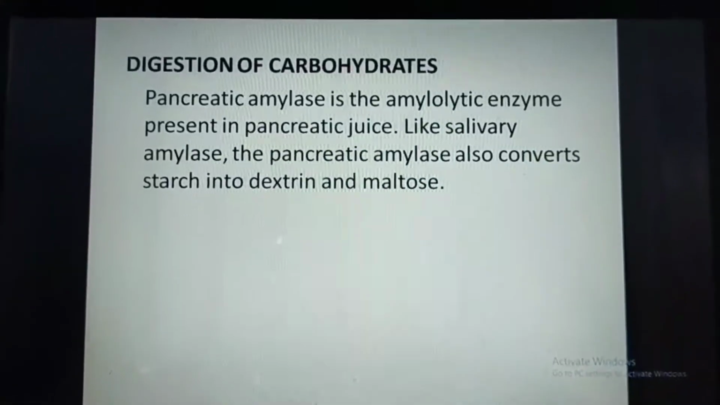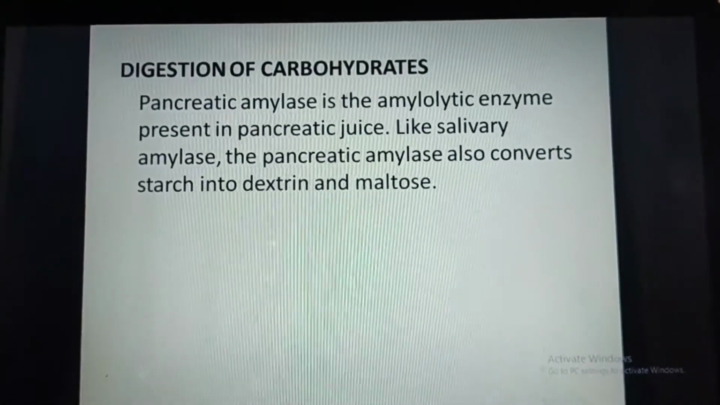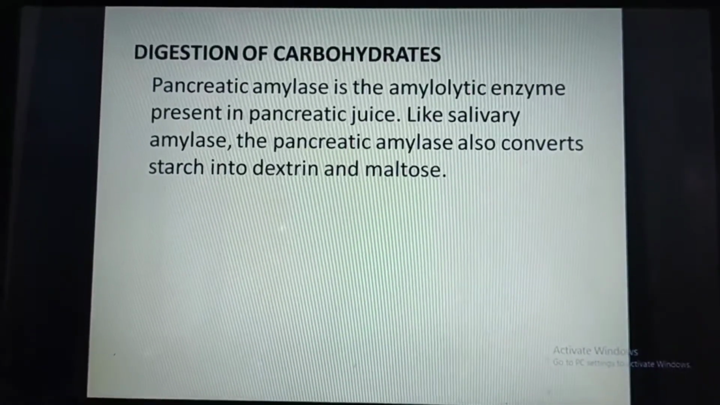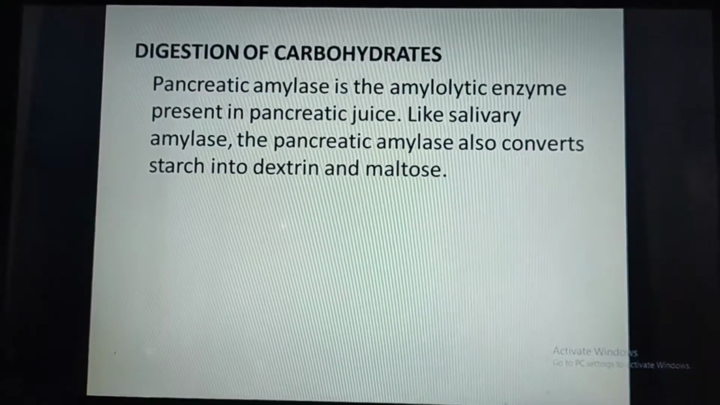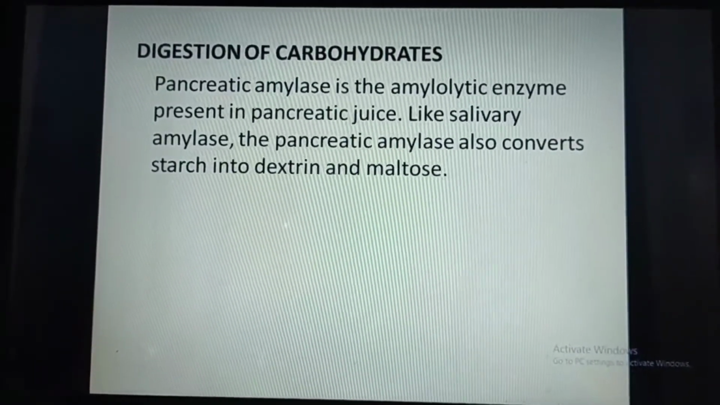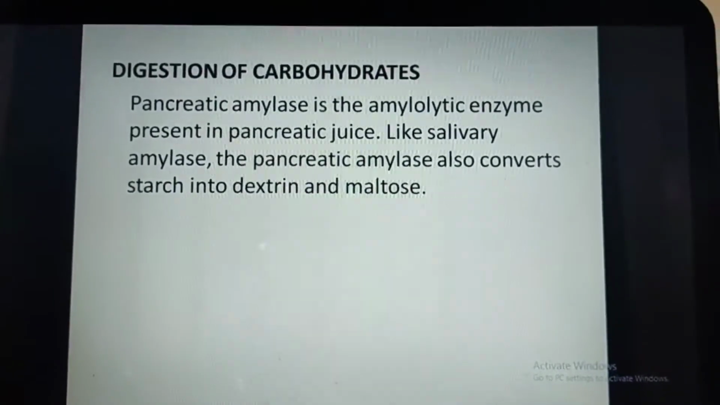Digestion of carbohydrates. Pancreatic amylase is the amylolytic enzyme present in the pancreatic juice. Like salivary amylase, the pancreatic amylase also converts starch into dextrin and maltose.